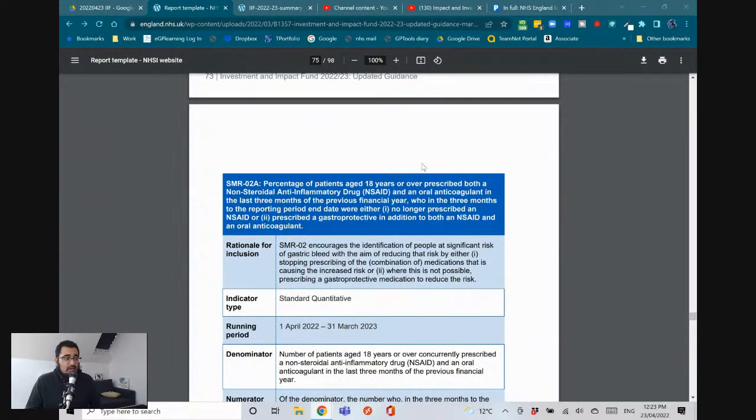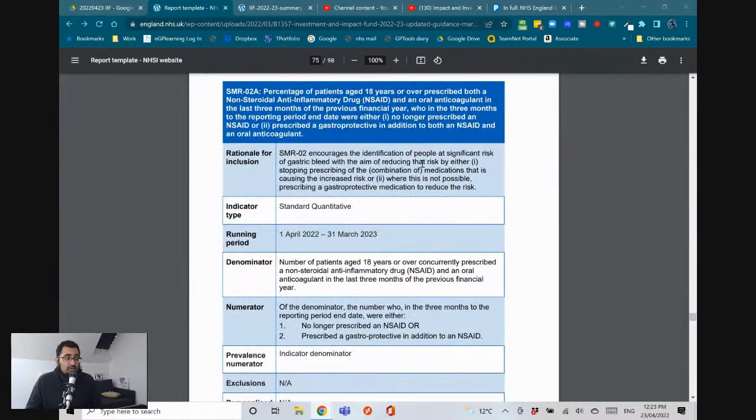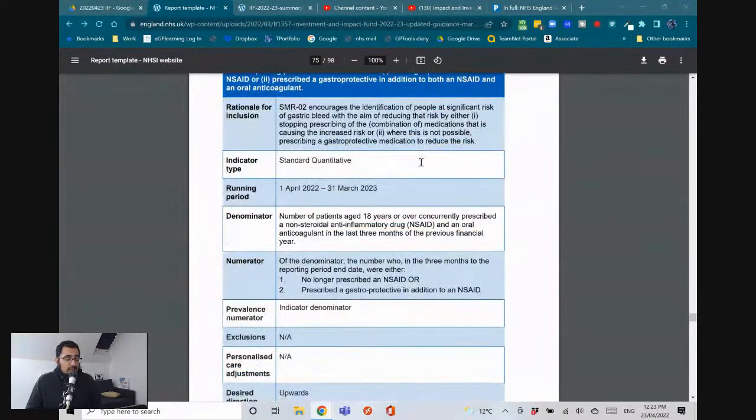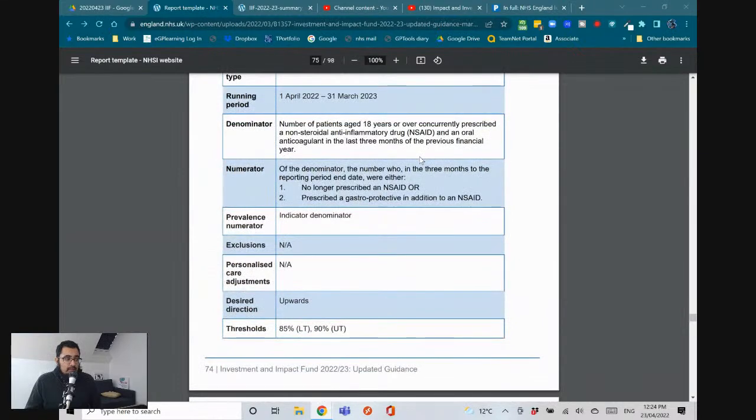SMR02, patients aged 18 or over prescribed both NSAIDs and an oral anticoagulant in the last 3 months, who in the 3 months to the reporting period are no longer prescribed an NSAID or are prescribed a PPI. So basically, it's gastroprotection and stuff, thinking standard quantitative this financial year. Got the denominators in terms of the criteria.